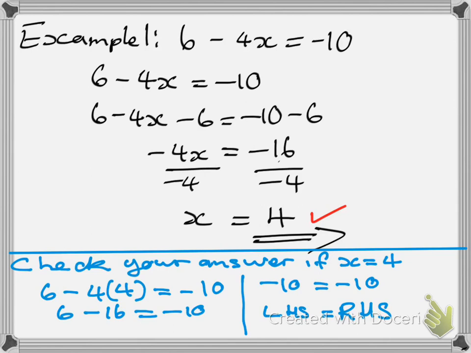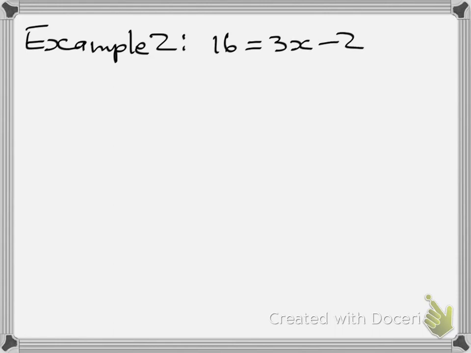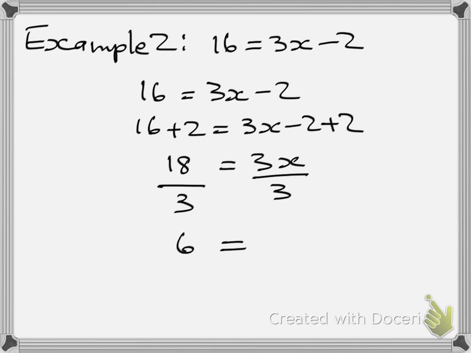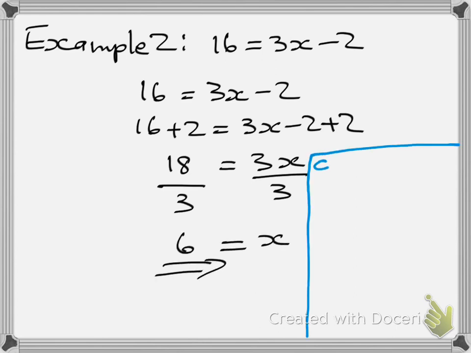Moving on, example number 2. Solve for x again, where you are given 16 is equal to 3x minus 2. You add 2 to both sides. You remain with 18 is equal to 3x. You divide both sides by 3. Your x will be equal to 6. You check your solution, your answer.